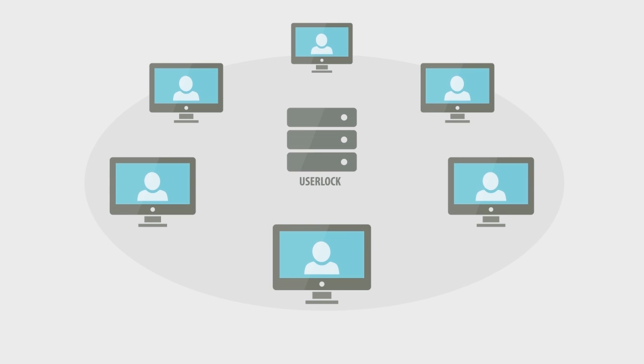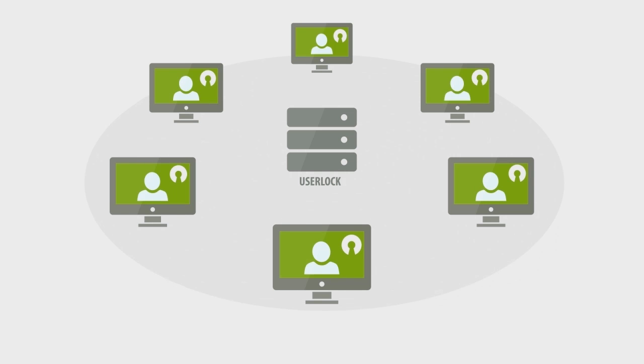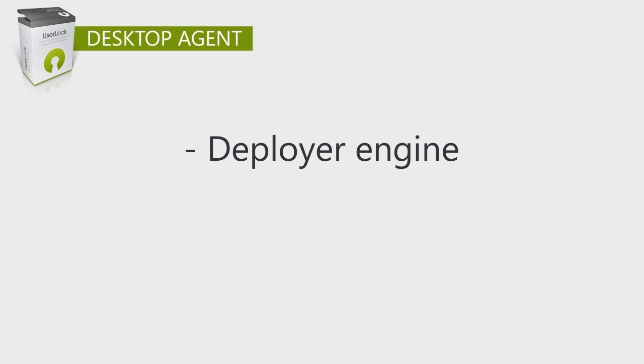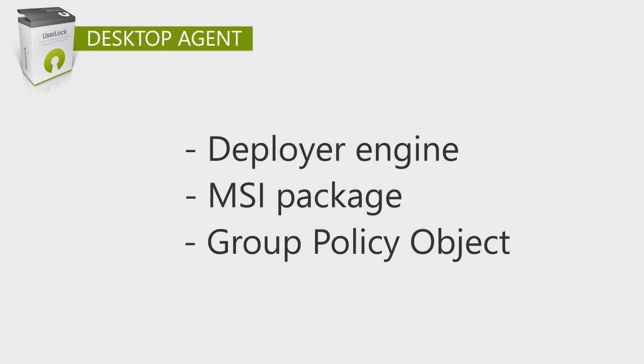To protect the workstations that are members of the selected network zone, the first step is to deploy a microagent onto each workstation. There are different ways to deploy the desktop agent. The UserLock console includes an agent deployer with manual or automatic mode. We also provide an MSI package of this microagent that can be used with your own enterprise deployment solution. Lastly, you can also use a specific GPO administrative template thanks to the MSI package.